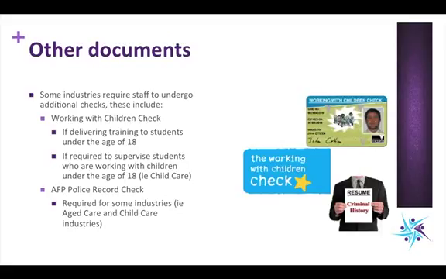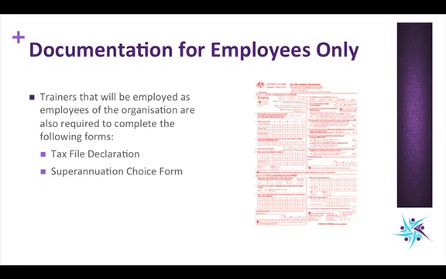Some industries require that you need to do a police record check. Now, the aged care industry, for example, requires that they must complete a police record check. So any industry that you're delivering training in that has other conditions and requirements that you need to meet, like working with children checks or police record checks, your trainers and assessors must hold those as well, because they've got to meet the industry requirements, whatever checks they've got to have.